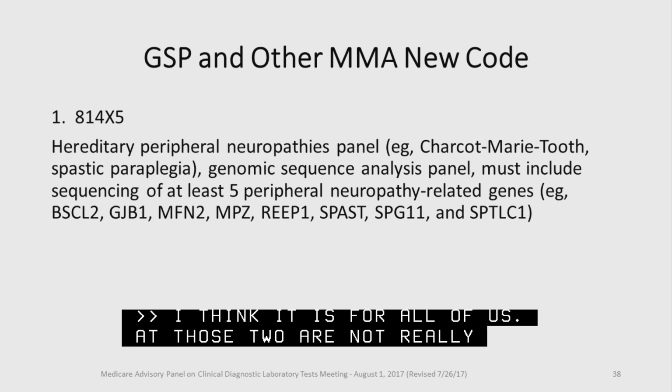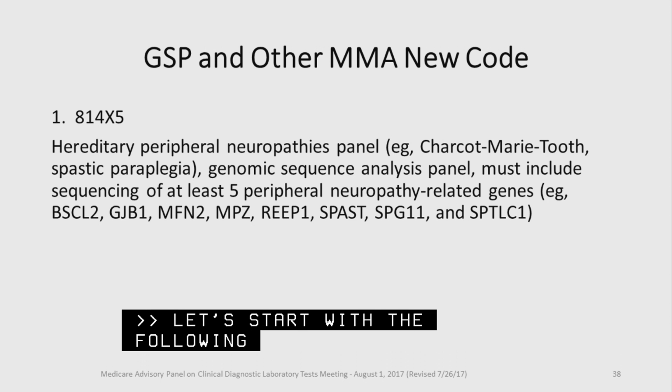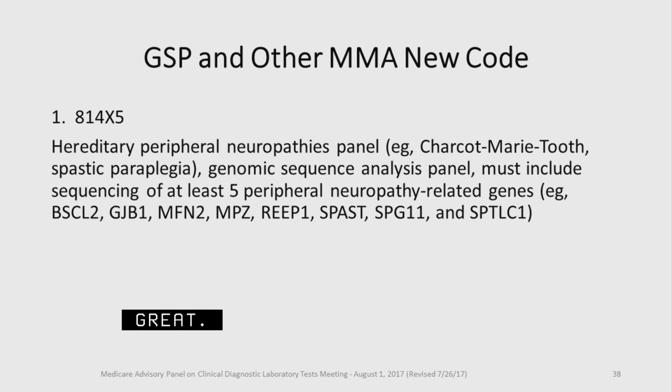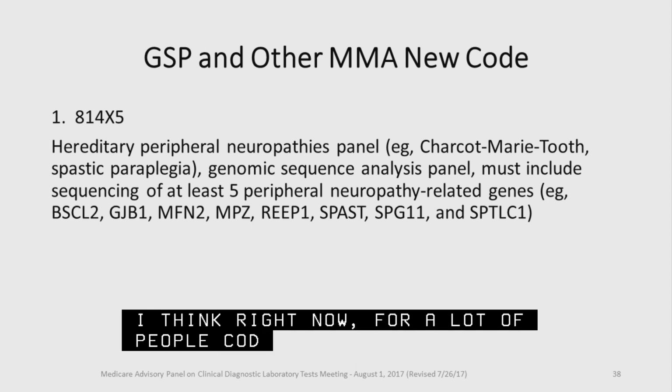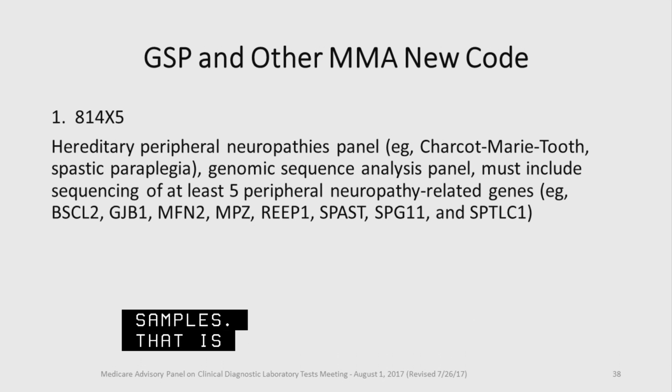So let's start with the following. Are there physicians from Mayo Clinic here? Great. Can someone approach the podium? Hi, I'm Neil New. I'm a lab director at Mayo Clinic. So I think right now for lots of GSP codes, including the cardiomyopathy panel, the descriptors are becoming such that they include several genes, but do not really require a fixed 5 gene or 10 gene count. And we keep adding more genes onto the panel, and that's happening in lots of panels, not just for the neuropathy panels.